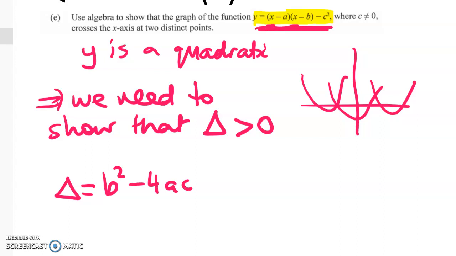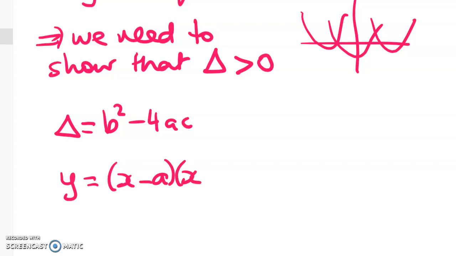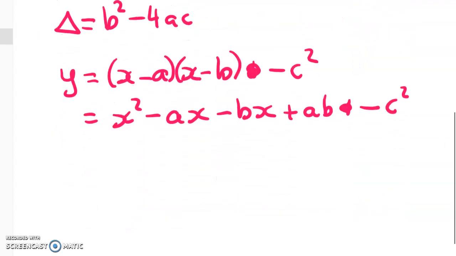What we need to do is to expand this out and then figure out what the a, b and c for the discriminant are. So y is equal to this. So it's a factorised quadratic with a bit stuck on the end. So minus c squared. So expanding that out gives me this: x squared minus ax minus bx plus ab minus c squared. Collecting up the like terms to get the coefficients gives me this.